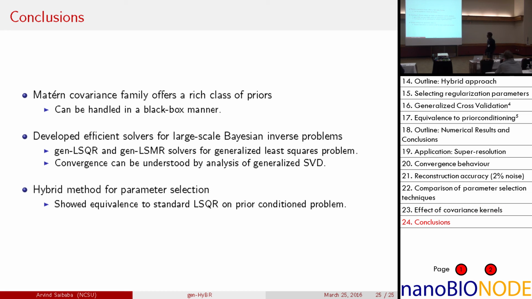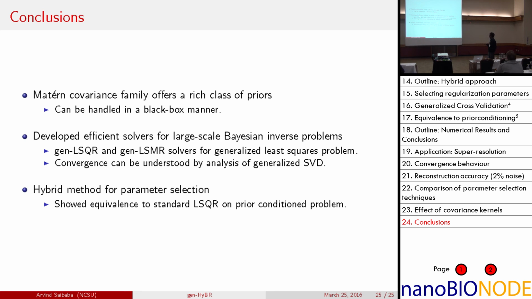So in conclusion, I want to say that this covariance family is a very rich class of priors. The real advantage is that you can change your regularization by changing only 2 lines of code. You only have to fix what your parameter nu is, and then you can get a whole range of regularization priors if you want.